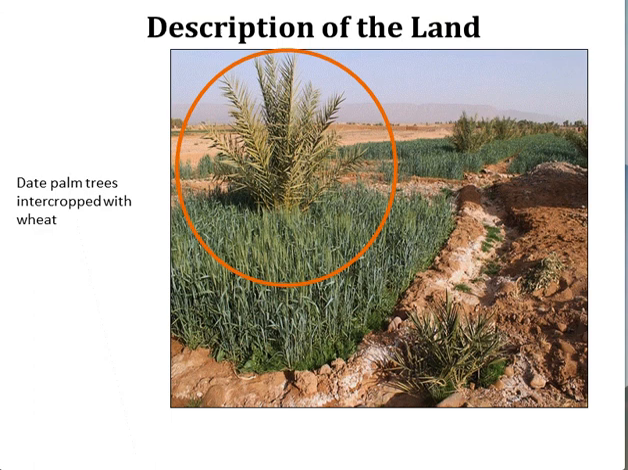The economy of the area is very dependent. It's an oasis, so it's quite small. And it depends on agriculture, particularly dates, palm dates. So palm dates are cultivated and sold on international and national markets. And that is the main cash crop for the oasis. Because the economy is so dependent on agriculture, most of the land is cultivated in a way that you can see in the image. So the circle shows a palm date tree that's being grown with other crops, in this case wheat, and this is very typical of the area.